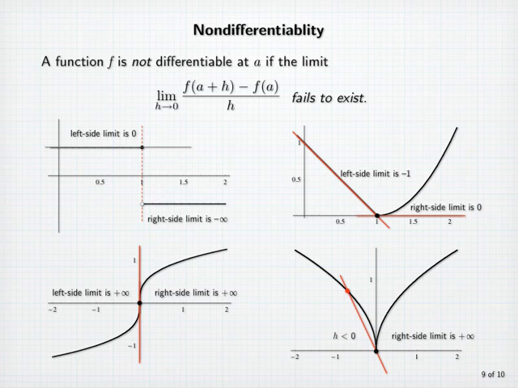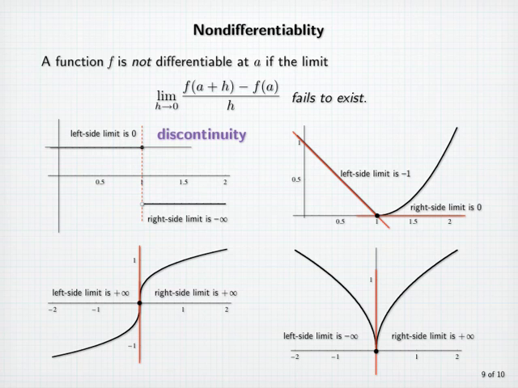Here's a secant line corresponding to a negative value of h. Notice that the slope is negative, and as h gets closer and closer to 0, those negative slopes get larger and larger and approach minus infinity. So notice here that both one-sided limits are infinite with opposite sign, and in particular, the limit as h goes to 0 of our difference quotient does not exist.